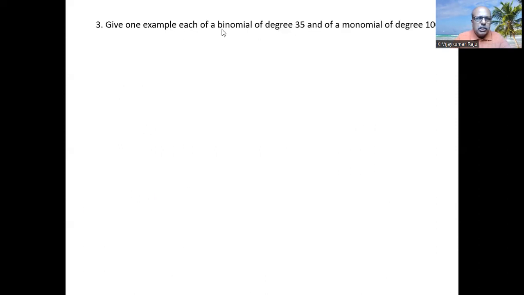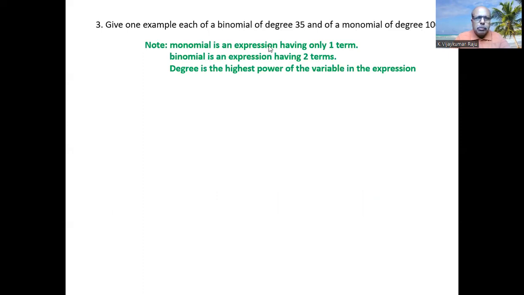Give one example each of a binomial of degree 35 and a monomial of degree 100. Okay, let us see what a monomial, a binomial, and the degree are. See the note here. Monomial is an expression having only one term. Binomial is an expression having two terms. Degree is the highest power of the variable in the expression. This much knowledge you need to solve this. He has asked you to give one example. I'll give you more examples so that you get a better idea.